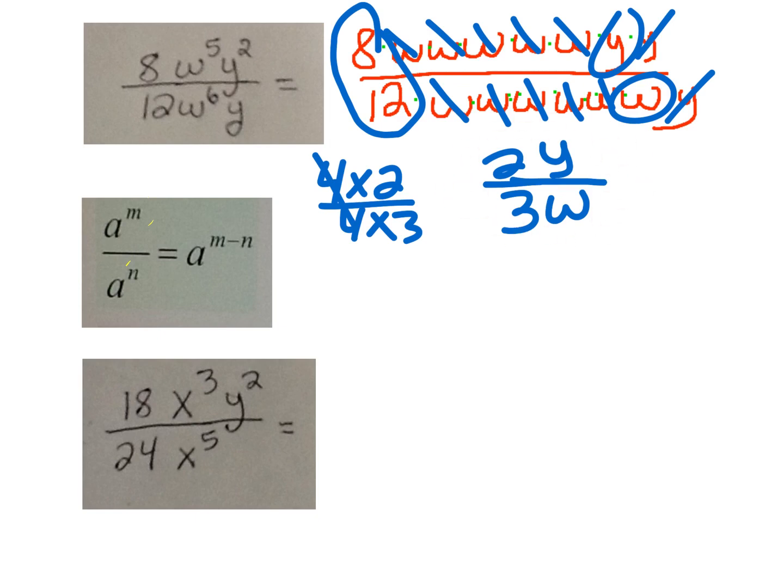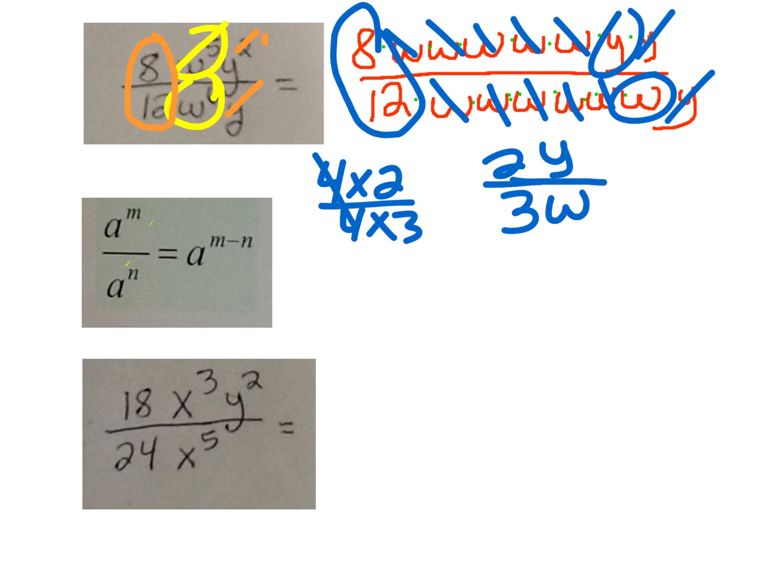Now I'm going to show you how I would think through this problem without writing it out. I would look at the W's and I would say, I have 5 W's on the top, 6 W's on the bottom. I'm going to get rid of 5 on the top, 5 on the bottom, and it leaves me with 1 W. I have 1 Y on the bottom, 2 Y's on the top, so I'm going to get rid of 1 Y there, which leaves me 1 Y left. And then, of course, simplify my fractions.